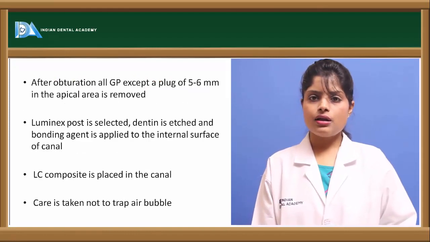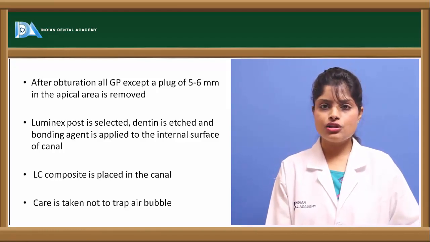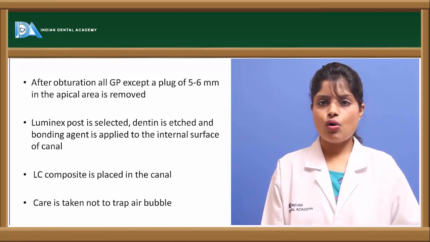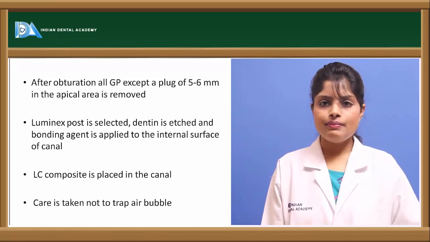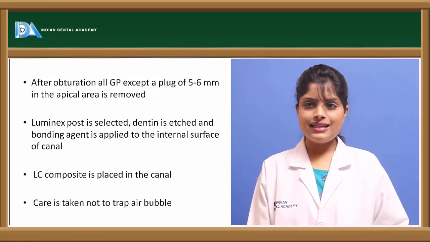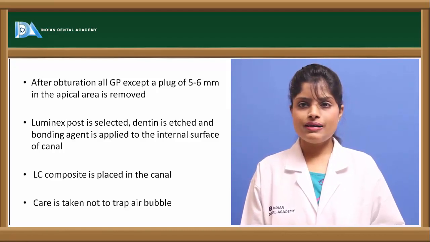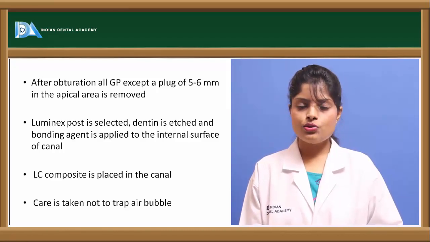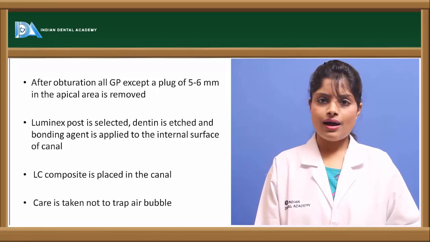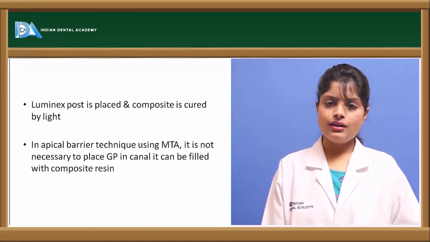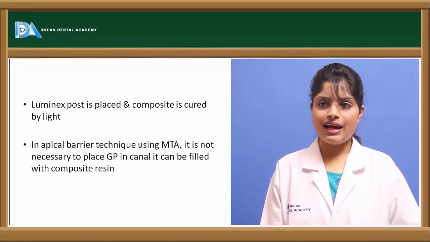For this purpose, gutta perchas are removed, that is, only an apical plug of 5 to 6 mm should remain. This can be obtained by means of Gates-Glidden drills. After this, a Luminex post is selected and placed into the pulpal canal. The dentine is etched, bonding agent is applied, and the flowable composite is placed into the pulpal canal, which is further light cured. Care should be taken that air bubbles are not trapped in the composite filling. Finally, the post is placed and the composite is cured by means of light.